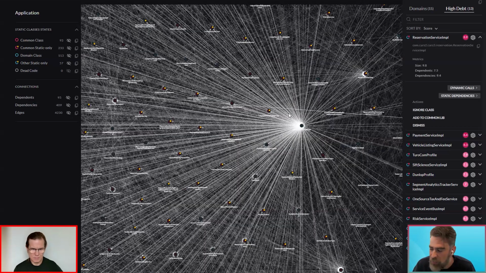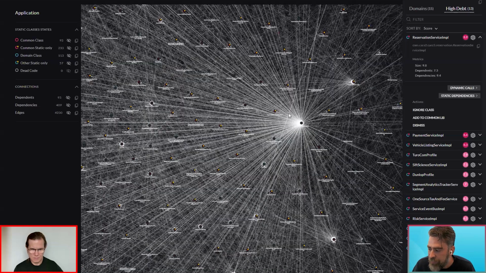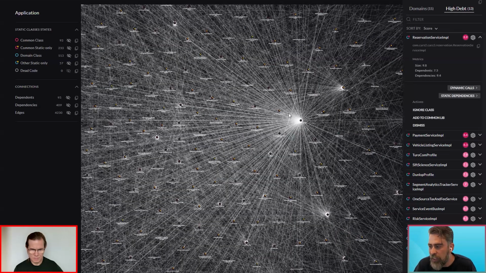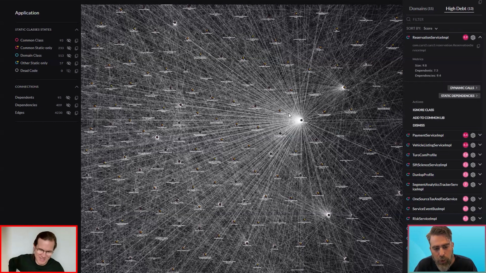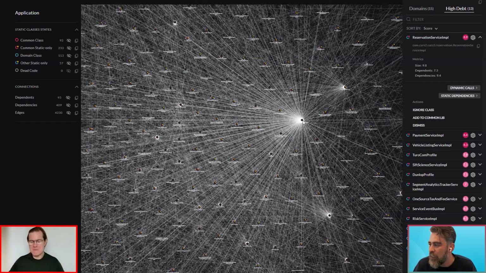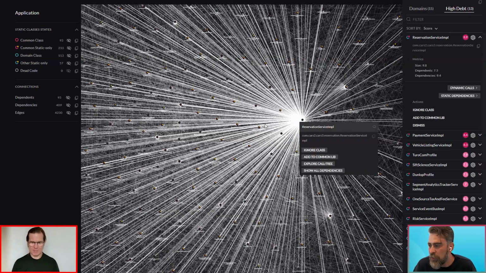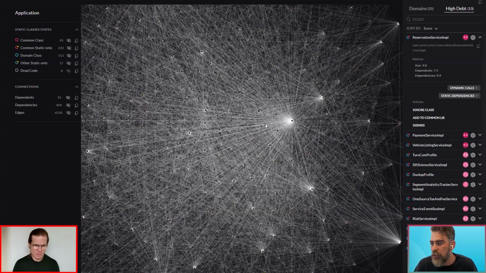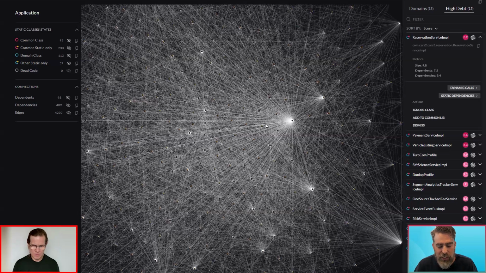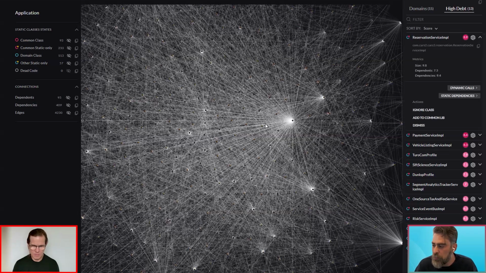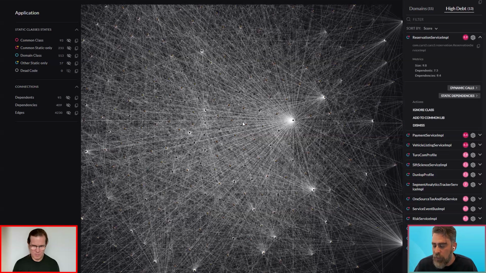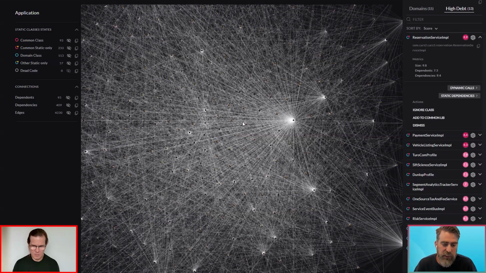Try to focus your eyes on these yellow dots, and we start to see that there are more yellow dots than classes without yellow dots. So most of these dependencies related to this specific reservation class in every context are useless, just unneeded dependencies, costing you lots of time on refactoring, affecting your scalability, and affecting your resiliency.